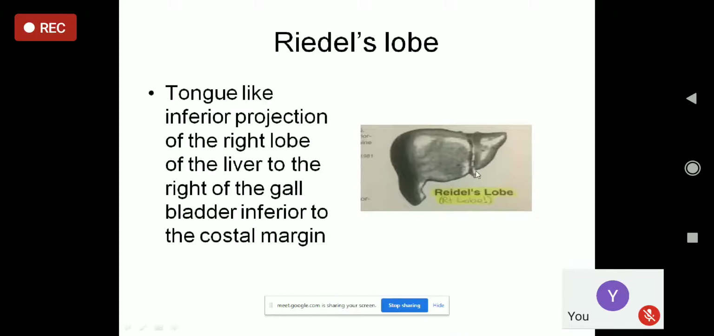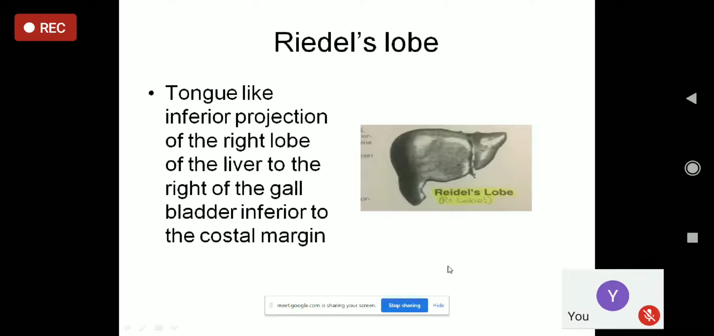Another is Riedel's lobe. Look at this figure. The spelling is a mistake; actually it should be RIEDL, Riedel's lobe. It sometimes presents. It is a tongue-like projection from the right lobe of the liver, to the right side of the gallbladder and inferior to the costal margin. So it is occasionally present, not every time. Okay, Riedel's lobe. You're getting me? So the extra lobe present as a tongue is called Riedel's lobe, and it is the inferior projection from the right lobe.